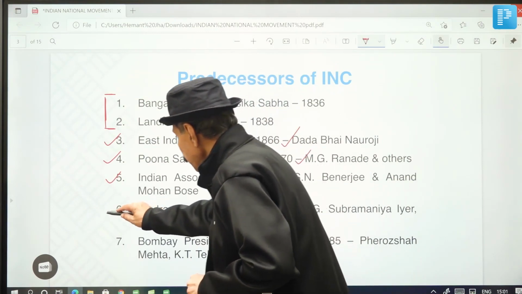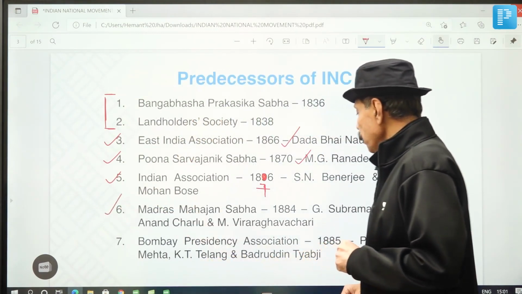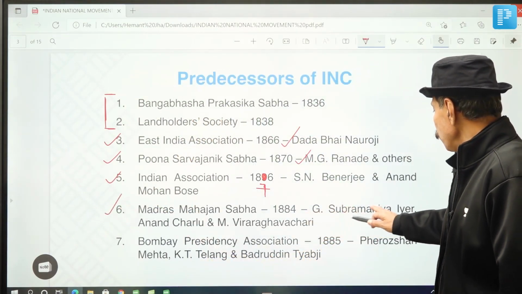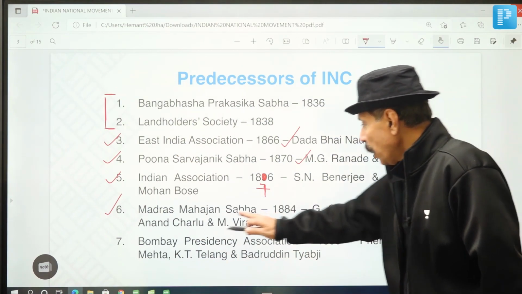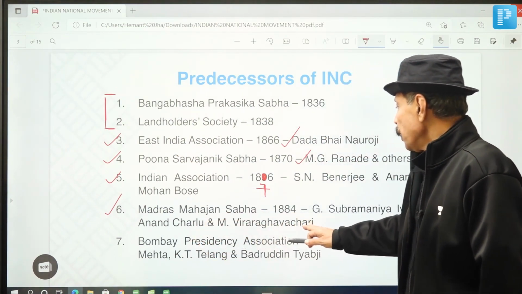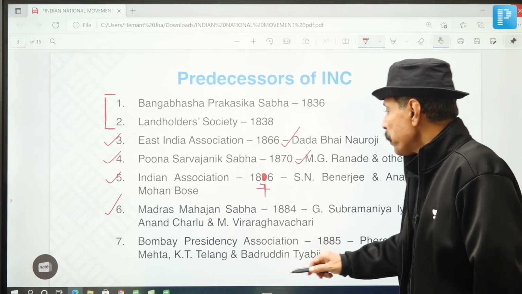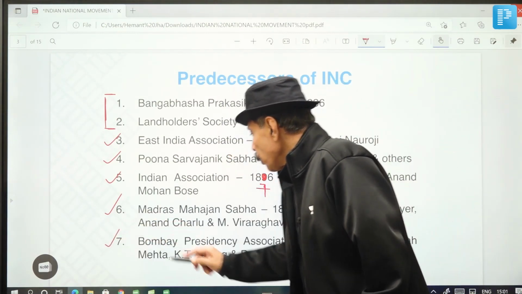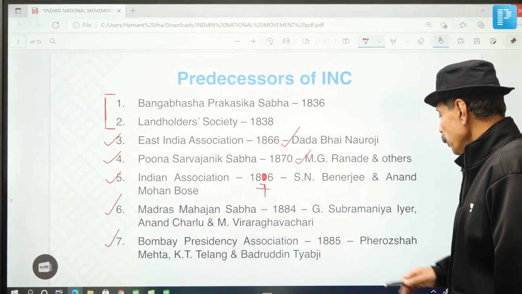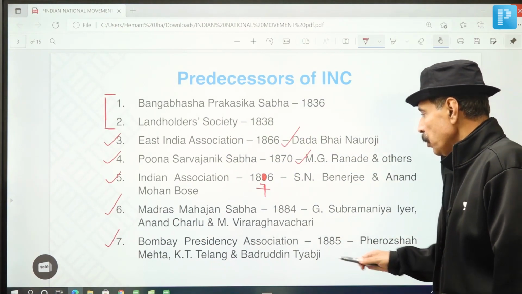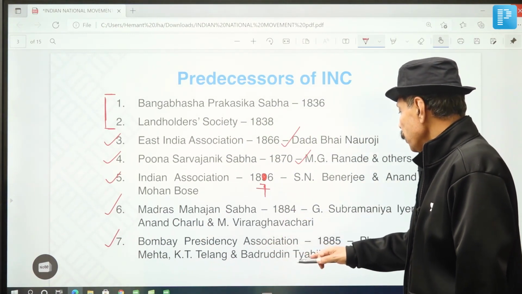And 6, Madras Mahajan Sabha 1884 by G. Subramaniam Iyer, Anand Charlu and M. Veera Raghavachari. And last, Bombay Presidency Association 1885 by Firoz Shah Mehta, K.T. Telang, and Badruddin Tyabji.